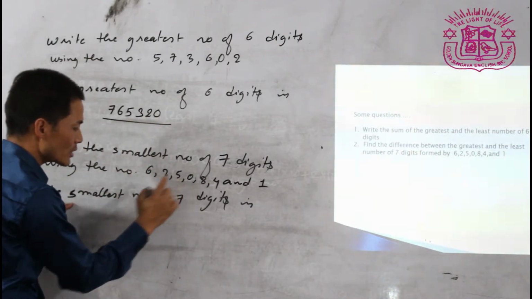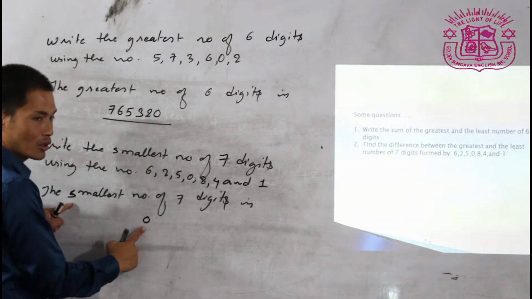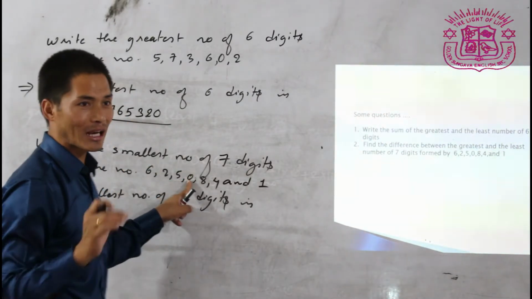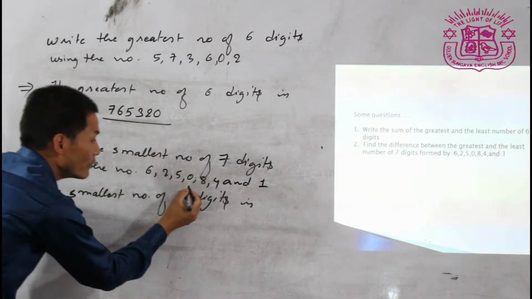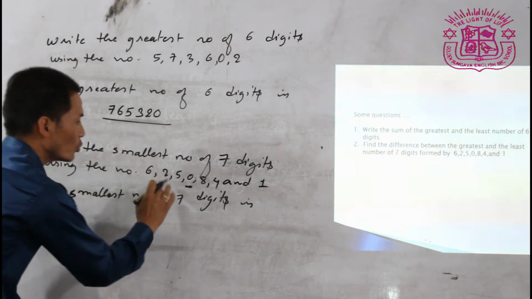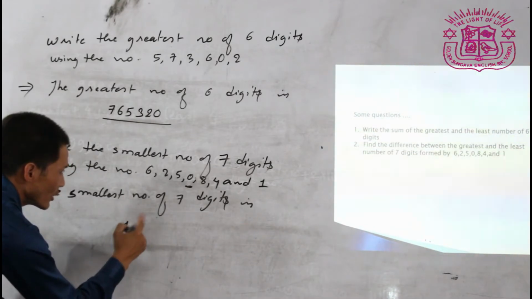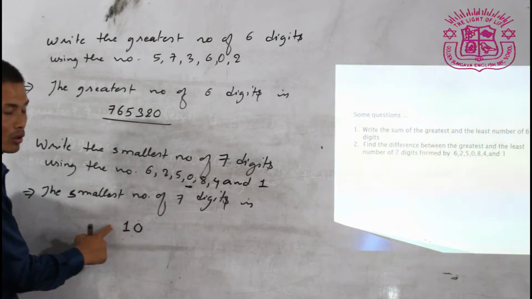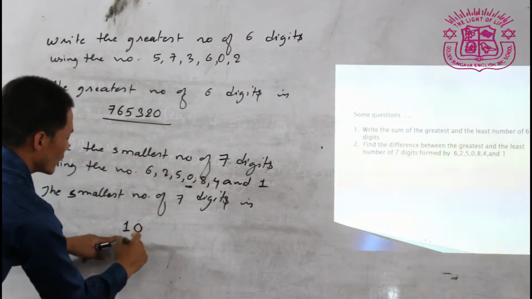So, the smallest number is 0. Should we write 0 at first? No. Because I have already said 0 is not the counting number. So, if there is 0, you have to write this 0 after one digit. So, we accept this 1, which is the smallest one. 1 is the smallest, right? Then write 0. You shouldn't write the 0 before. 1, 0. Now you can go in ascending order, right?